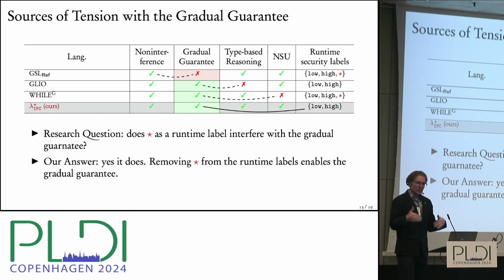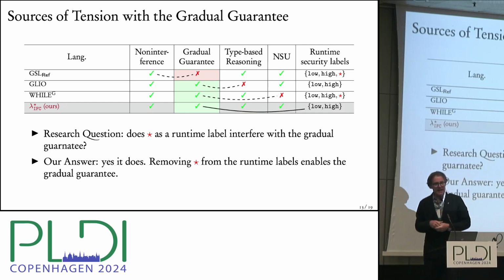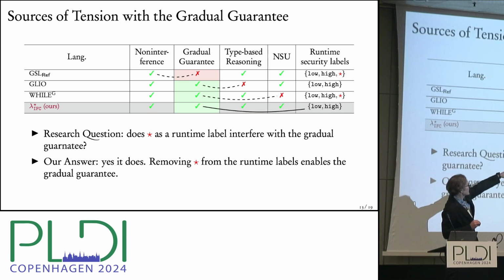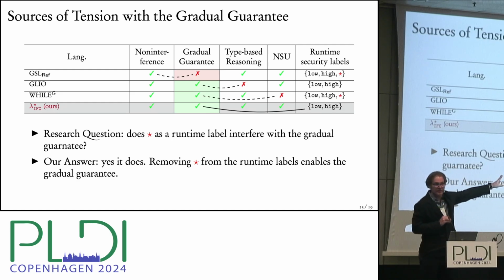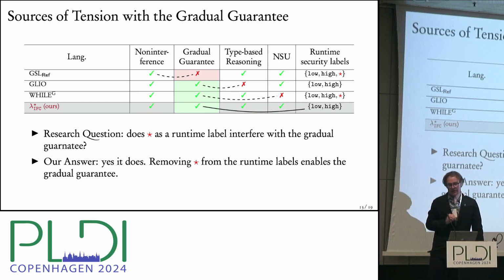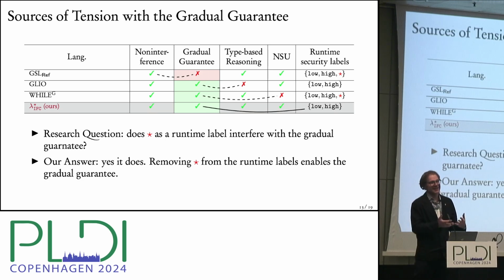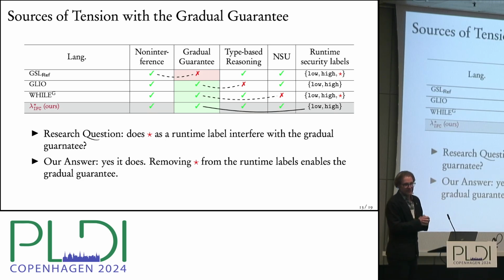And so what we came along and said, well, hey, wait a minute. Let's focus on that last column. If we were to just get rid of the unknown label as a runtime label, would that get us the gradual guarantee back? And then we could keep the casts working the way we want them to, allowing us to do type-based reasoning. And we can keep the NSU checking as usual. And so our short answer, the too long didn't read, is yes. If you get rid of unknown as a runtime label, you can get back the gradual guarantee.